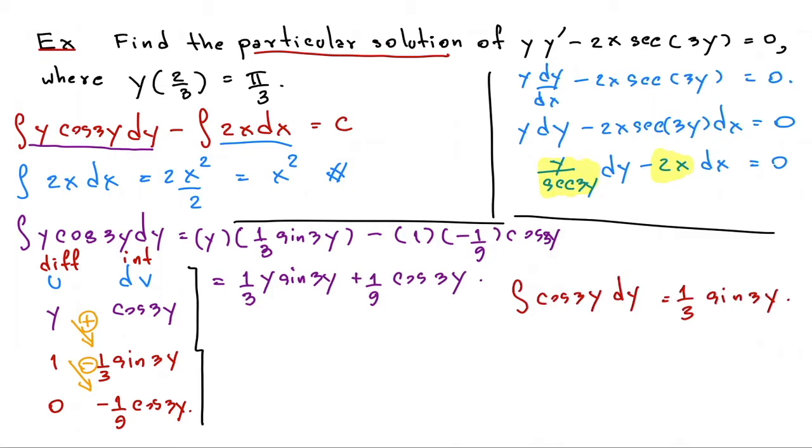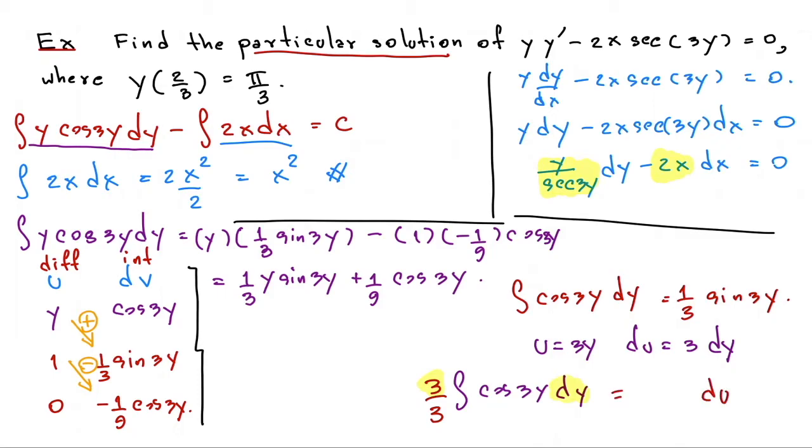Why is the integration of cos 3y equal to 1/3 of sine 3y? This can be done by integration by substitution. If I let u be 3y, then du is 3 dy, right? So the integration of cos 3y dy, I'll multiply it by 3 and divide it by 3. So the 3 dy is actually du. Make sense? 3 dy is actually du.